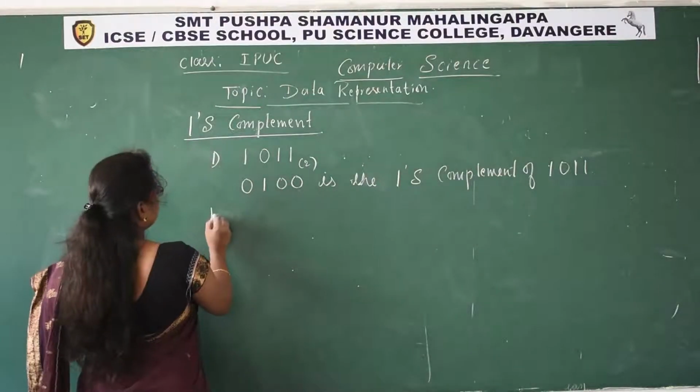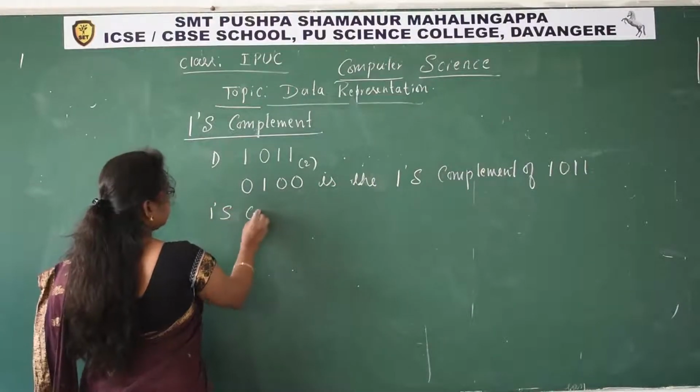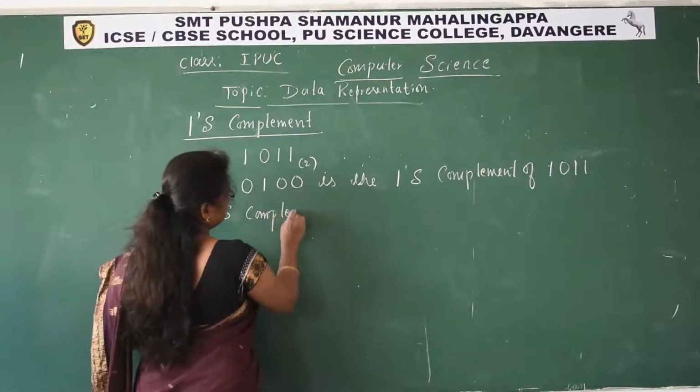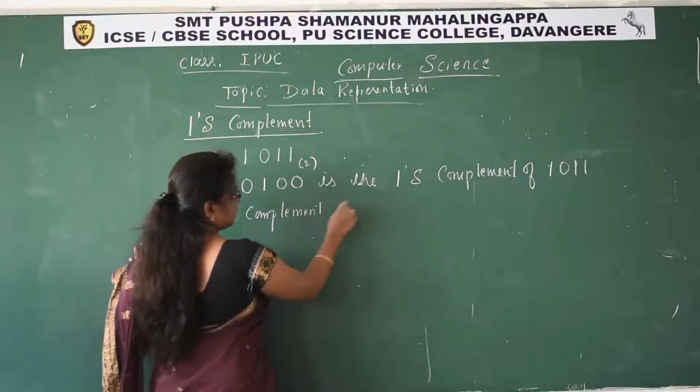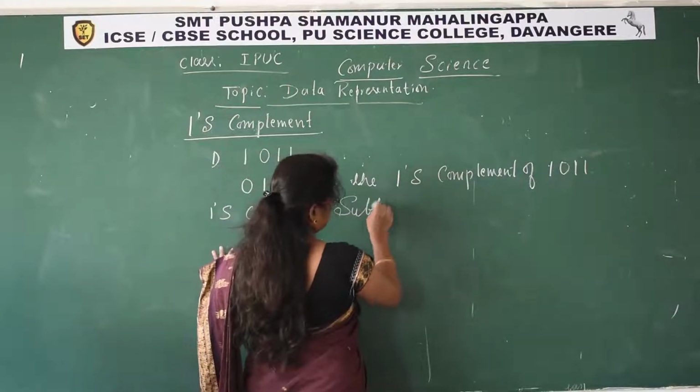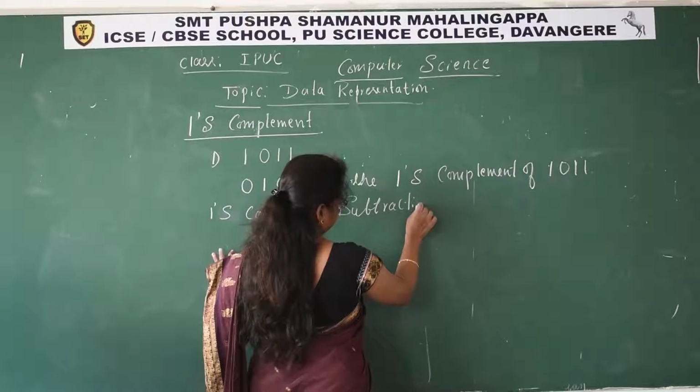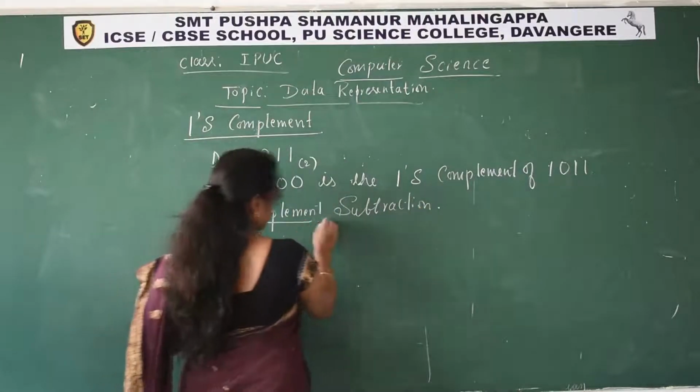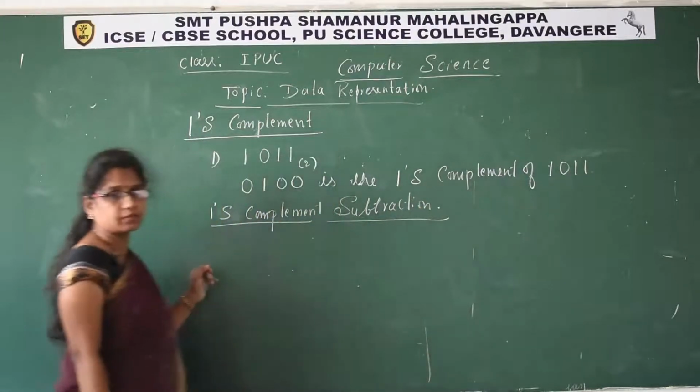Next, ones complement subtraction. This is a method to subtract binary numbers.